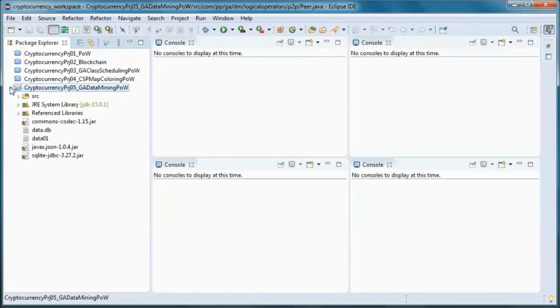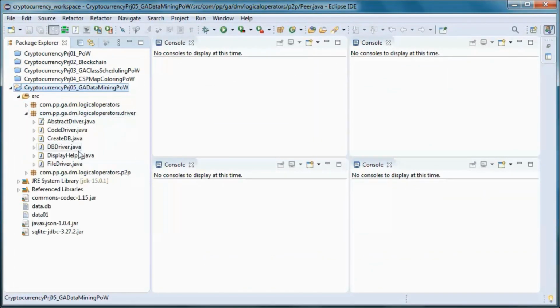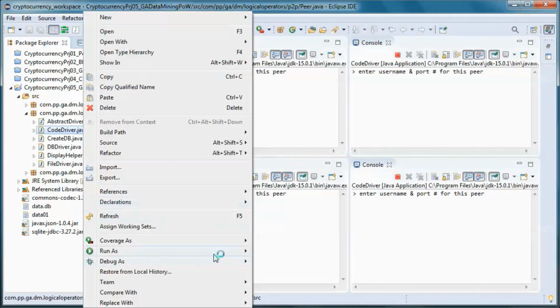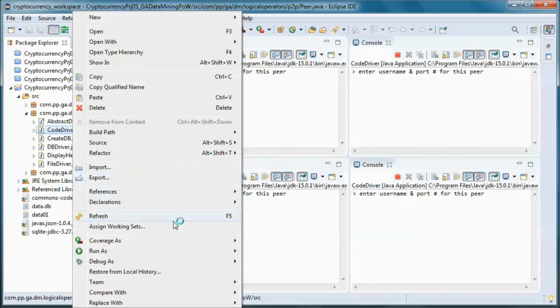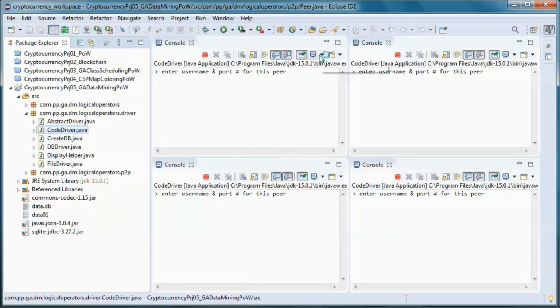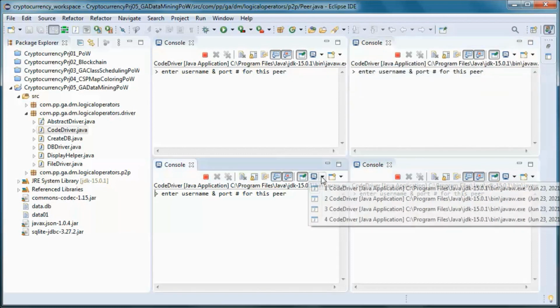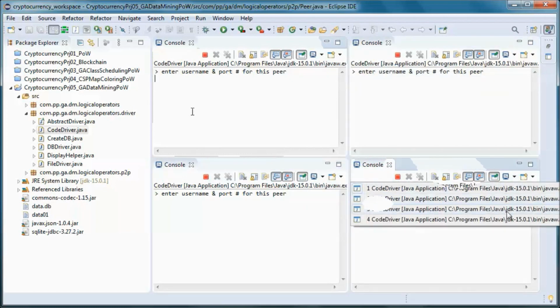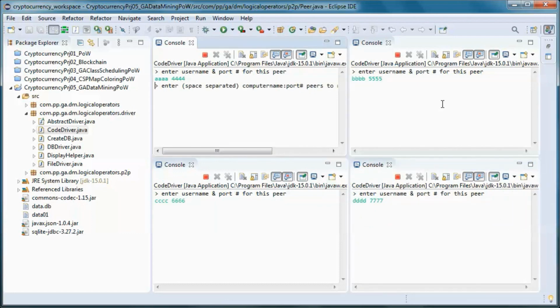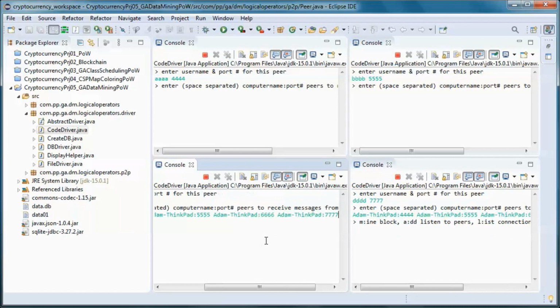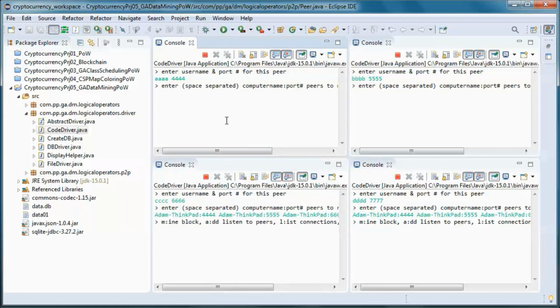This is a pre-built version of the application. So let's go ahead and run it. And we'll have 4 peers. So this would be the first one, second, third, and number 4. And each peer will pick up messages coming from all others.